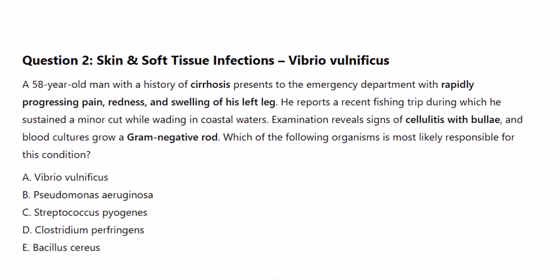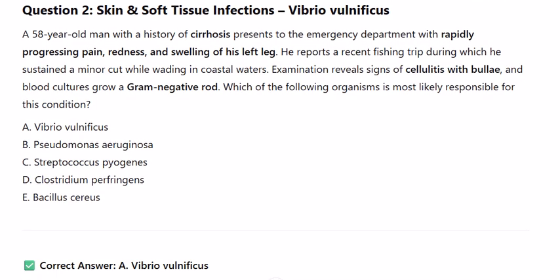Question 2. Skin and soft tissue infections, Vibrio vulnificus. A 58-year-old man with a history of cirrhosis presents to the emergency department with rapidly progressing pain, redness, and swelling of his left leg. He reports a recent fishing trip during which he sustained a minor cut while wading in coastal waters. Examination reveals signs of cellulitis with bullae, and blood cultures grow a gram-negative rod.